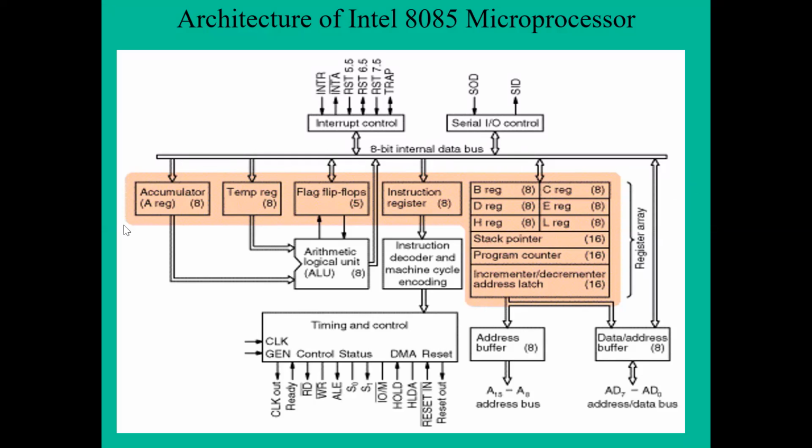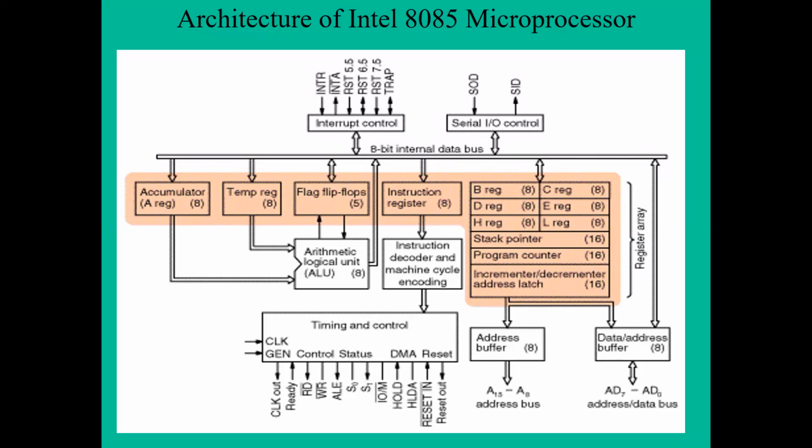So 02 is loaded here. The next instruction is MVI B, 03. So again MVI B, 03 will be loaded in this way. So in the B register 03 will be loaded. Okay, then what will be the next instruction?